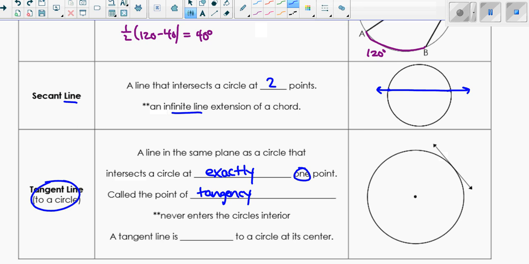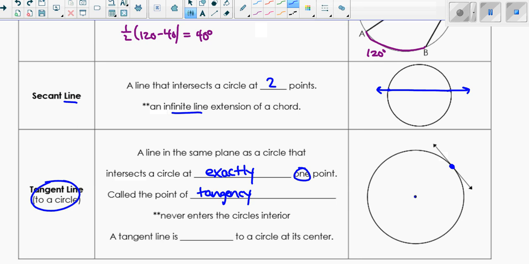It will never, never, never enter the circle. Okay, so what happens is in a secant line, when it hits twice, we call that line a secant line. When we see something like a circle and a line, it's implied that this is hitting at exactly 1 place, and then we call that a tangent line. This is the point of tangency. And what that does is it gives me this property.